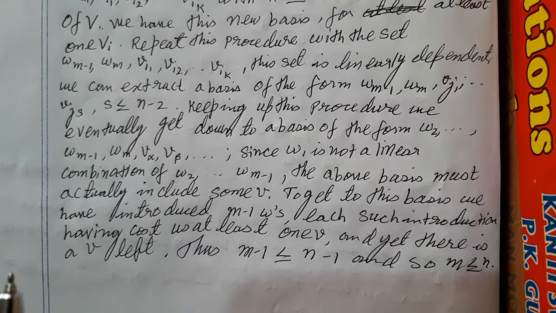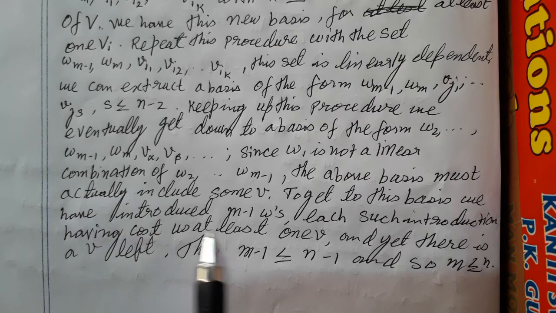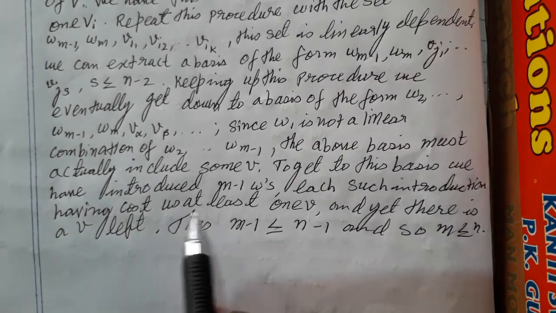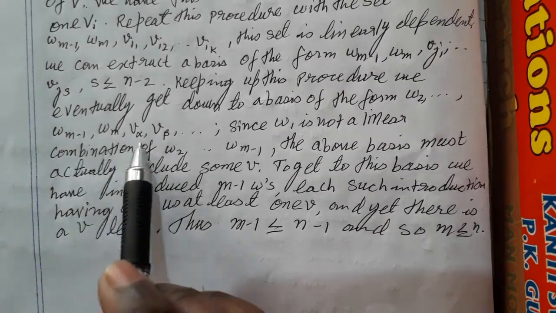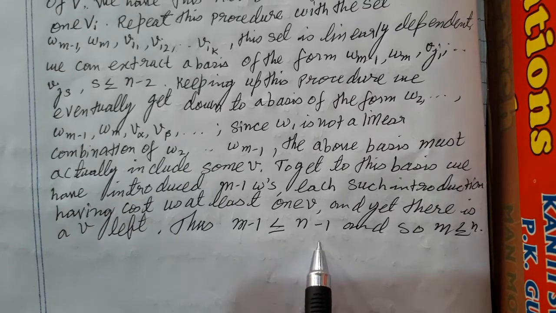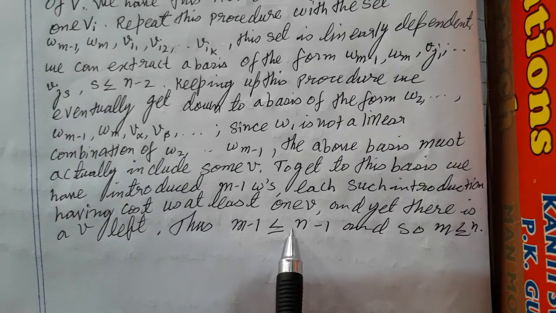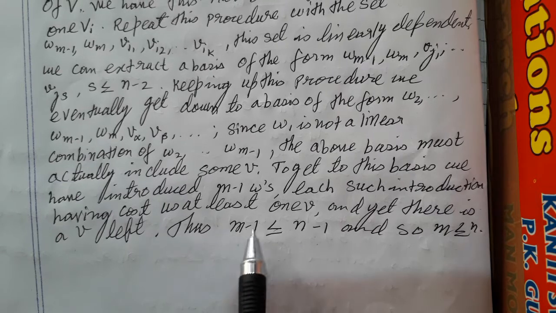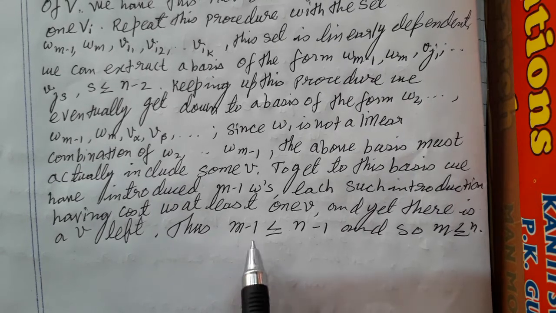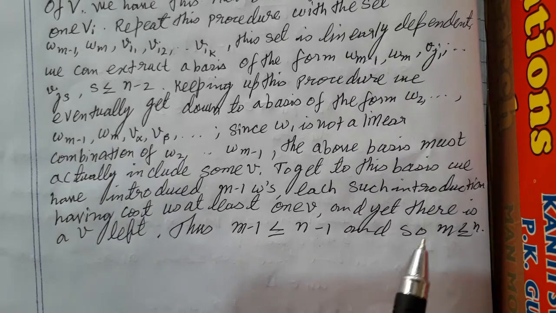We span the whole vector space. So this implies m minus 1 is less than or equal to n minus 1. If we bring the 1 to this side, we get m is less than or equal to n. So we have proved that, hence the lemma.